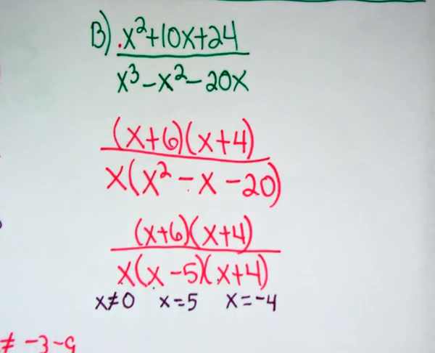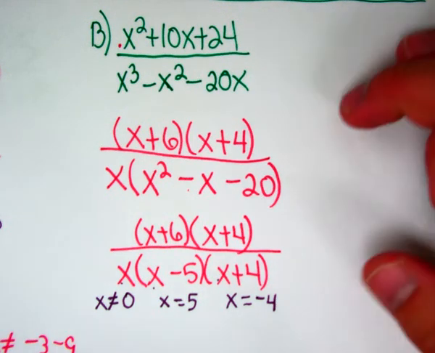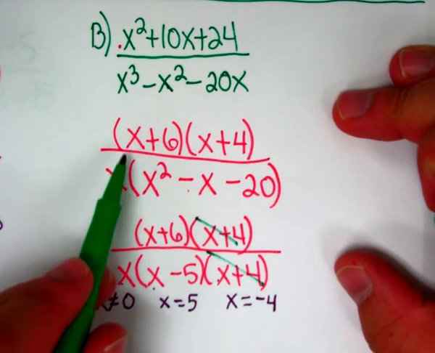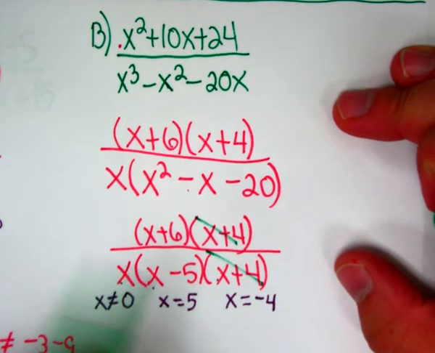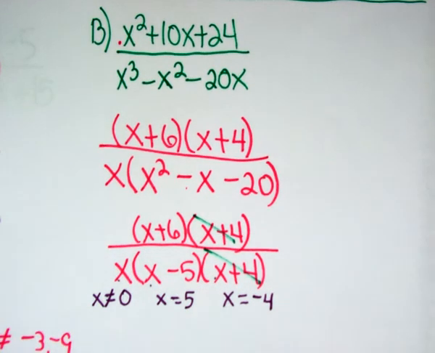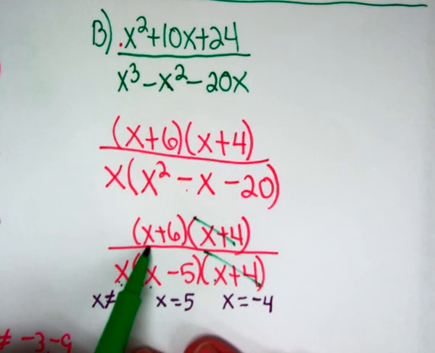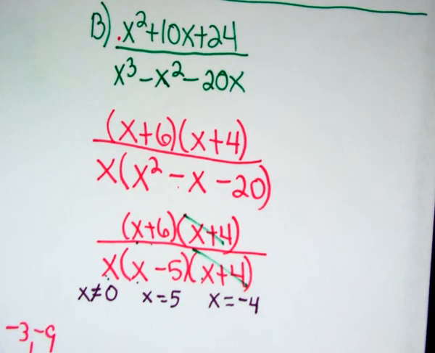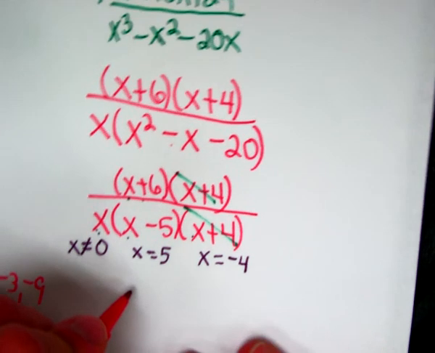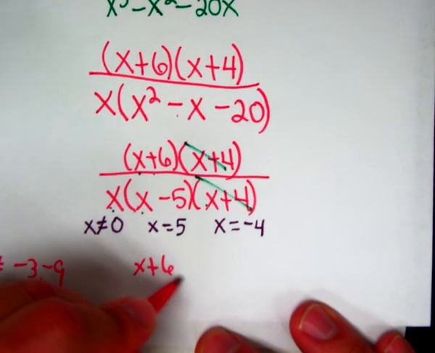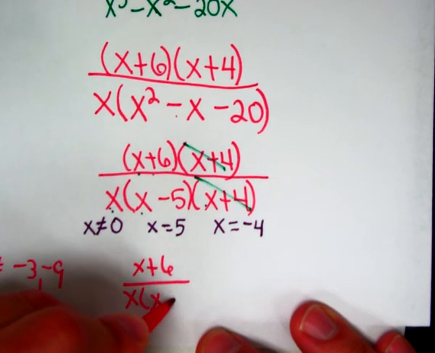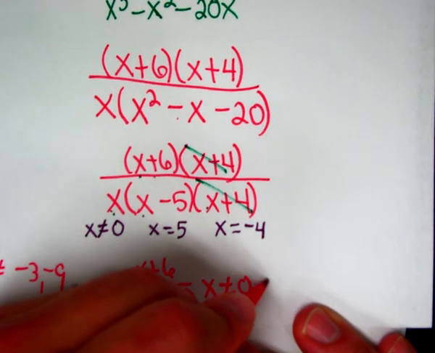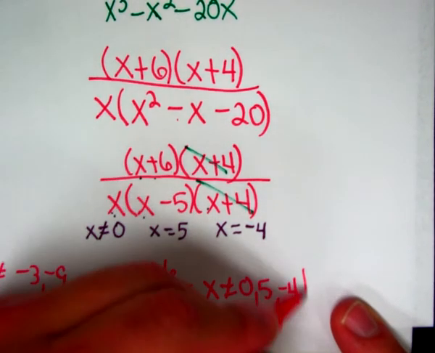Now we can go ahead and simplify. Top to bottom, we have an x plus 4 in common. X plus 6 does not simplify with anything on the bottom, so there's nothing else we can get rid of. Remember, this is an x. This is not an x. This is an x plus 6 because it's grouped together. So that means our final answer in this problem is going to be x plus 6 over x times x minus 5. And x cannot equal 0, 5, or negative 4 if we were to try to solve.